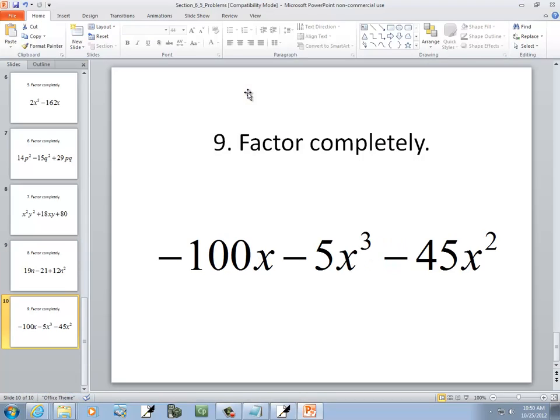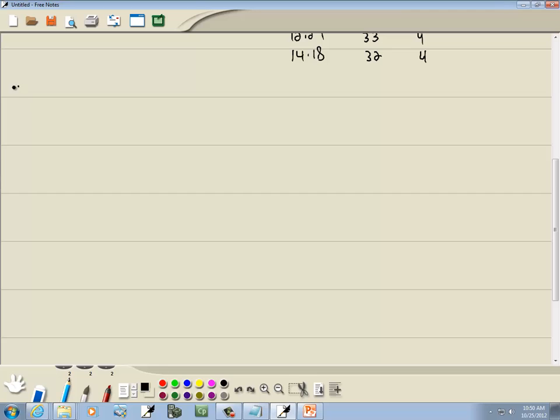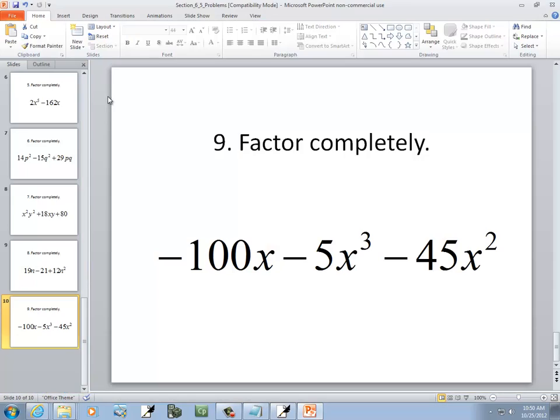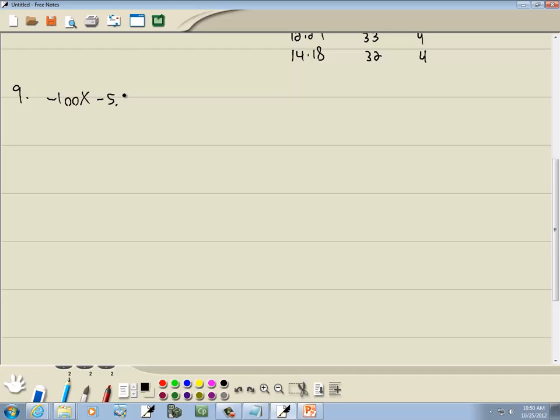Okay, let's look at our next problem, which happens to be our last problem. Got negative 100x minus 5x to the third minus 45x squared. To begin with, I notice this is in the wrong order. Standard form says largest power has to go first. So my largest power is negative 5x to the third. Then our next one would be x squared, and then the x is at the end. So wrong order.